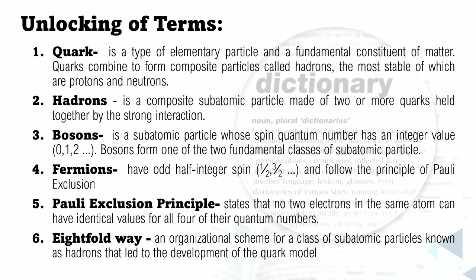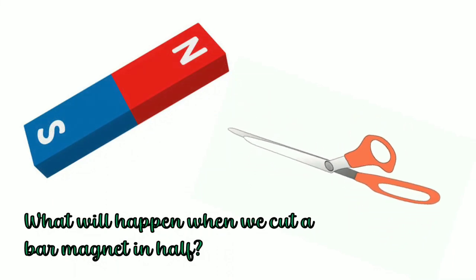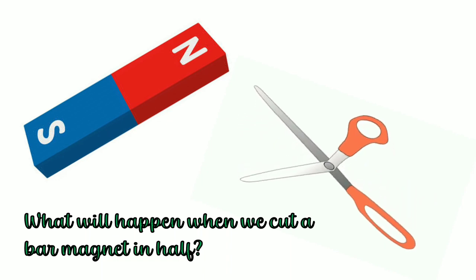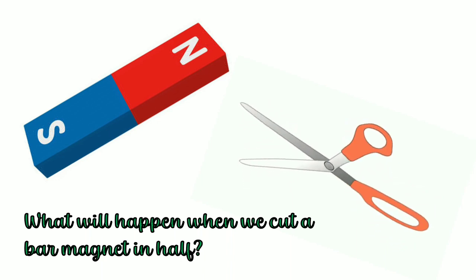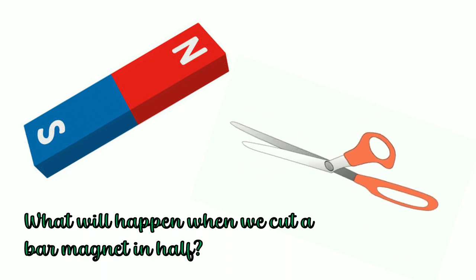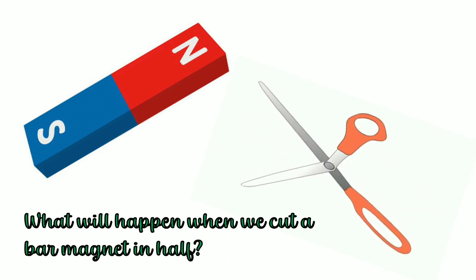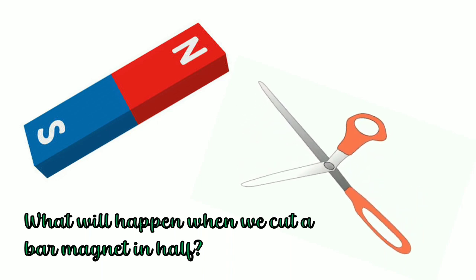Alright, let's start our discussion with a situation. Suppose you are asked to cut a bar magnet in half. What do you think will happen to the poles of the bar magnet? Will both halves contain two north and two south poles? Or will they still have one north and one south pole on both ends of the half?